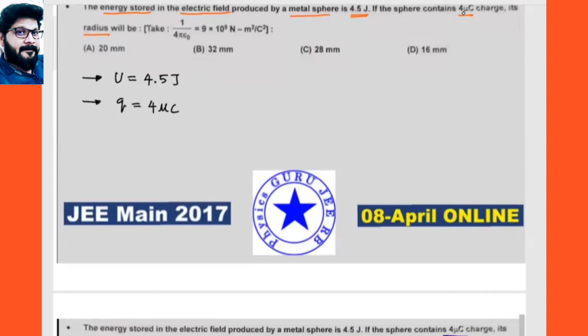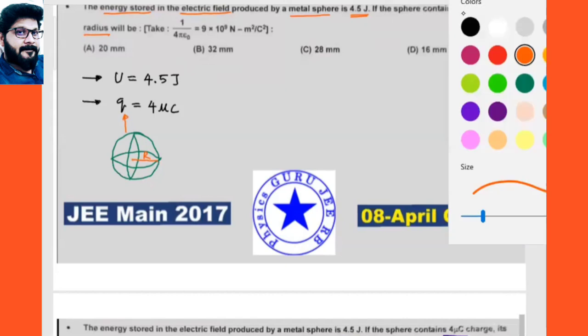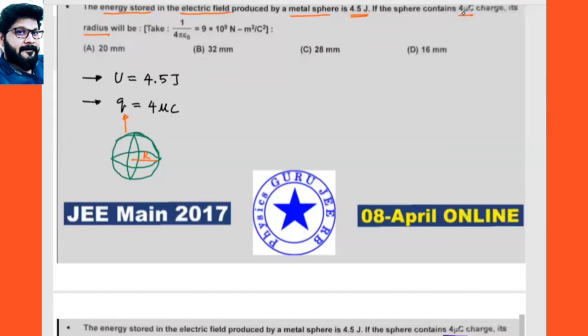So its radius. If I take a sphere, it's nothing but a sphere that has some charge. We want to calculate the radius. The charge is already given, which is the charge on this particular sphere. On the sphere, we want to calculate the radius of that one. How to calculate the radius? Let us see.